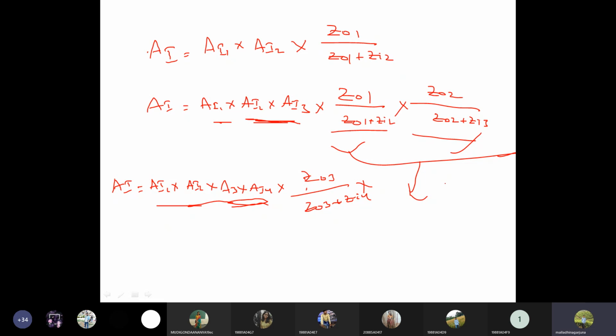Okay, first stage input impedance is multistage input impedance. Last stage output impedance is multistage output impedance.